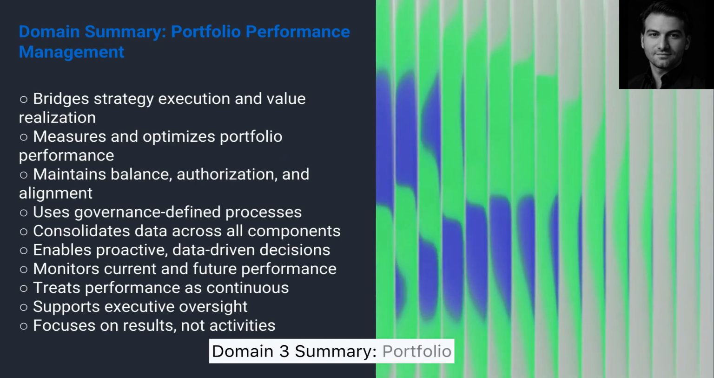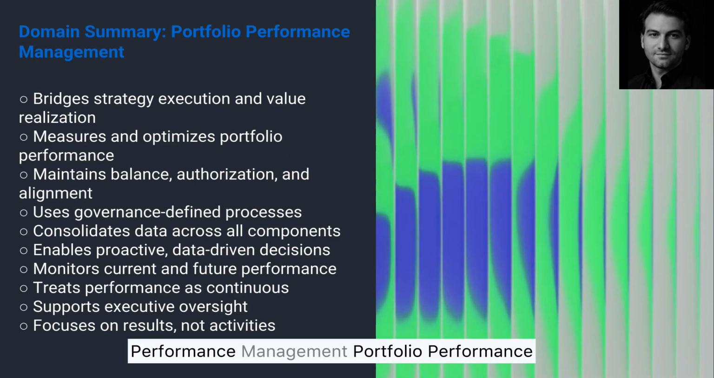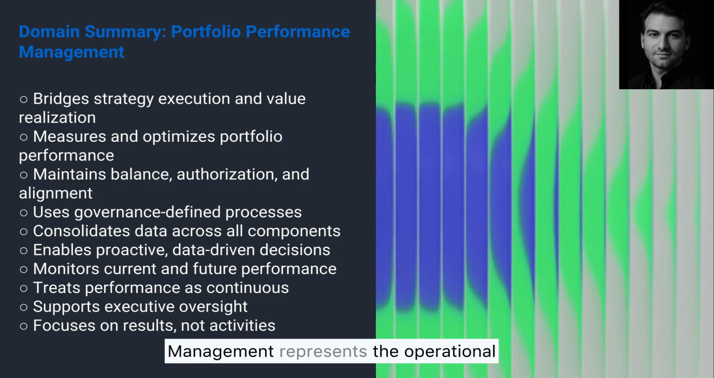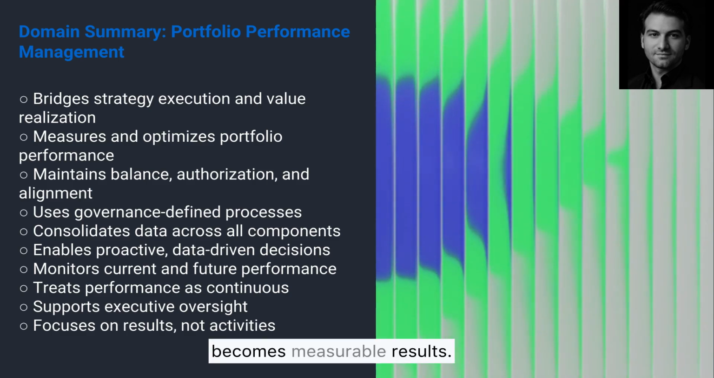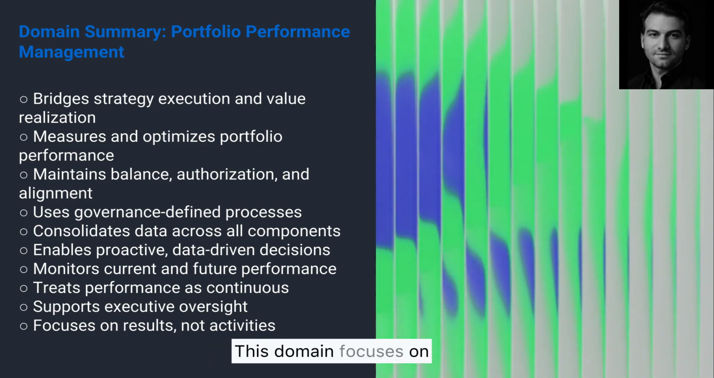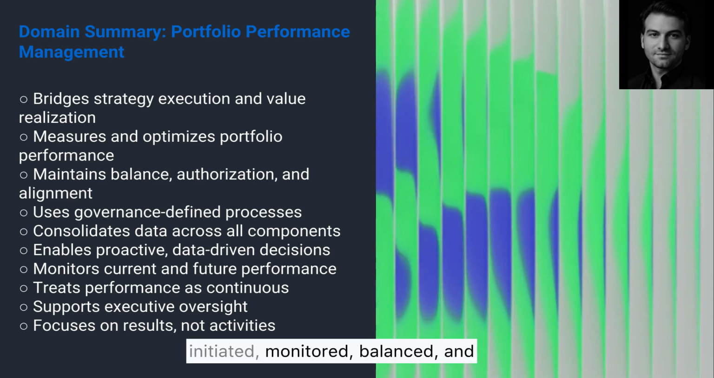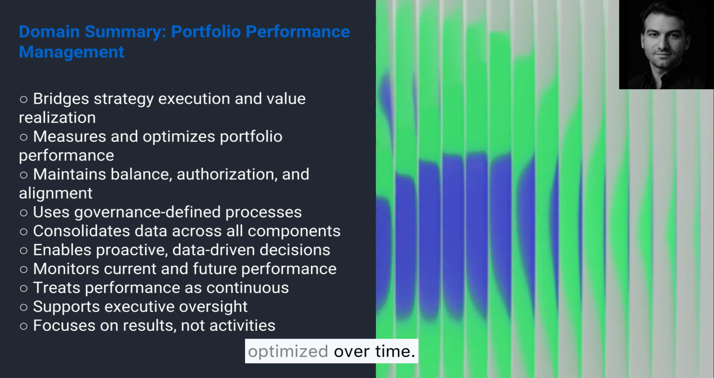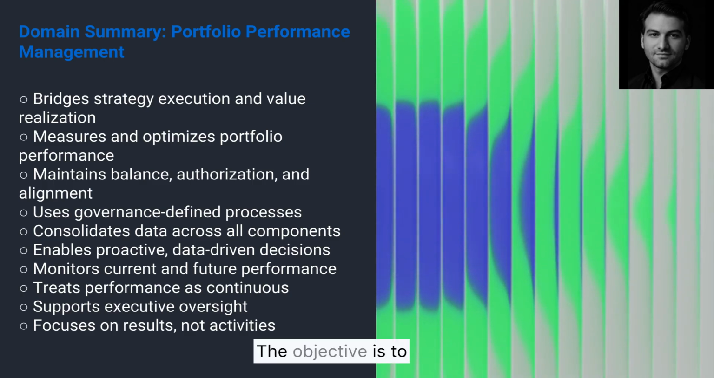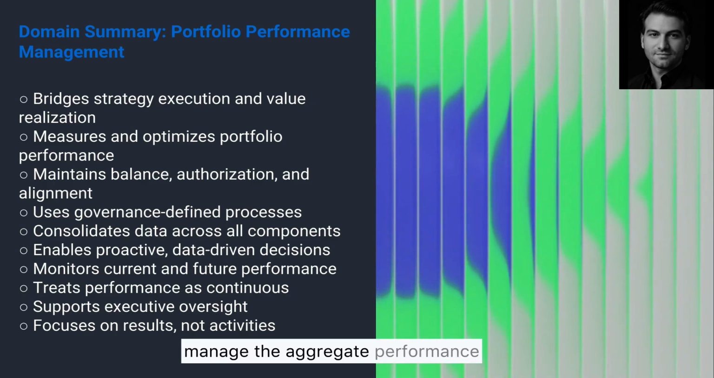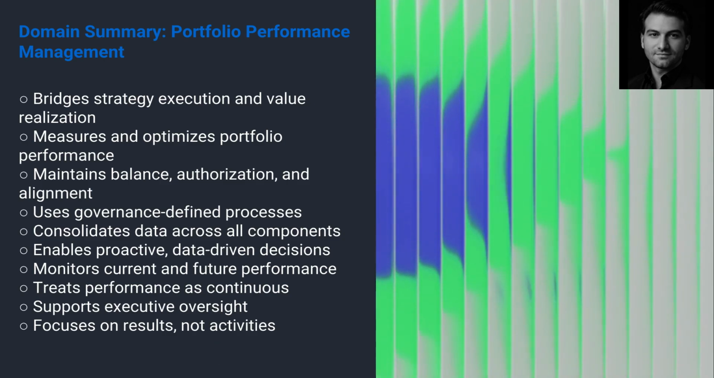Domain 3 Summary. Portfolio Performance Management. Portfolio performance management represents the operational heartbeat of the portfolio. It is where strategy becomes measurable results. This domain focuses on how the portfolio is initiated, monitored, balanced, and optimized over time. The objective is not to manage individual projects. The objective is to manage the aggregate performance of all portfolio components.